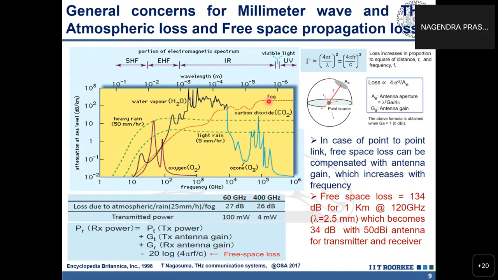In this data, you can see some mathematical calculation of loss due to atmospheric rain, for example at 60 gigahertz, which is 27 dB, and 400 gigahertz. Both 60 and 400, more or less, are 26, 27 dB, so that is not going to make a difference. But the required transmitted power at 60 gigahertz is 100 milliwatt, while 400 gigahertz requires only 4 milliwatt. So this is a very, very interesting part.